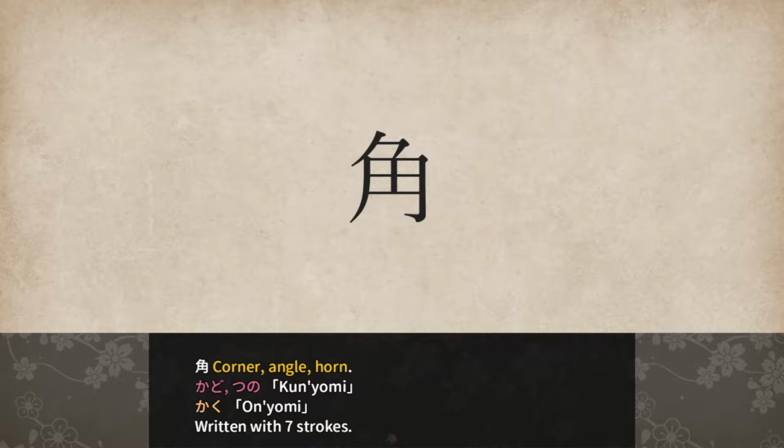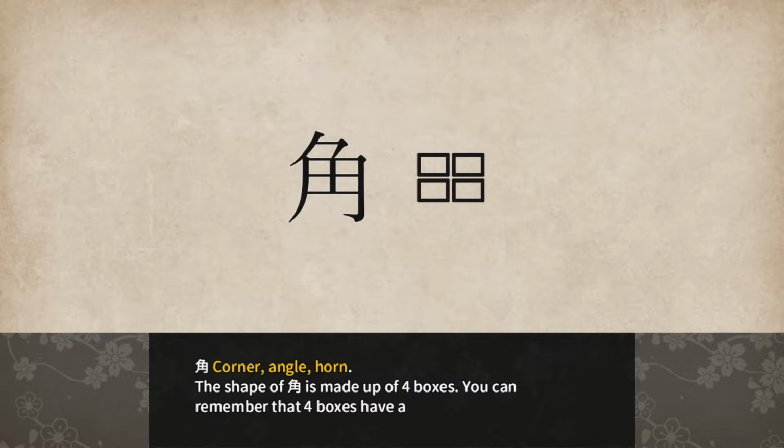Kado, Corner, angle or horn: Kado or Tsuno for Konyomi and Kaku for Onyomi, written with 7 strokes. The shape of Kado is made up of 4 boxes. You can remember that 4 boxes have a whole lot of corners.